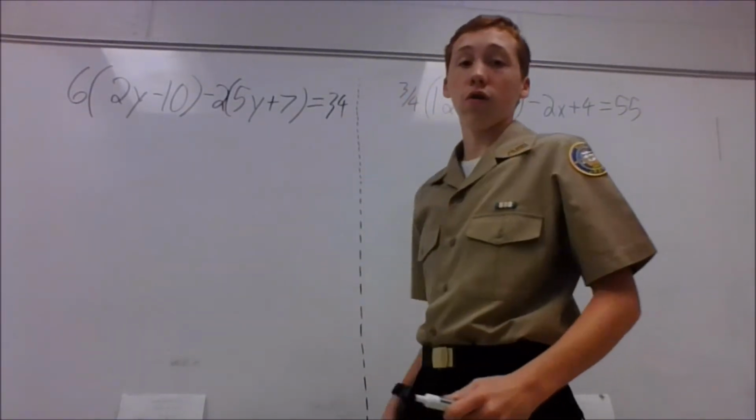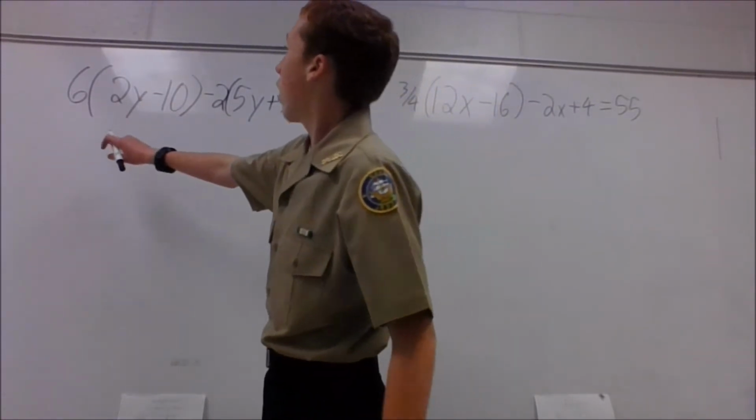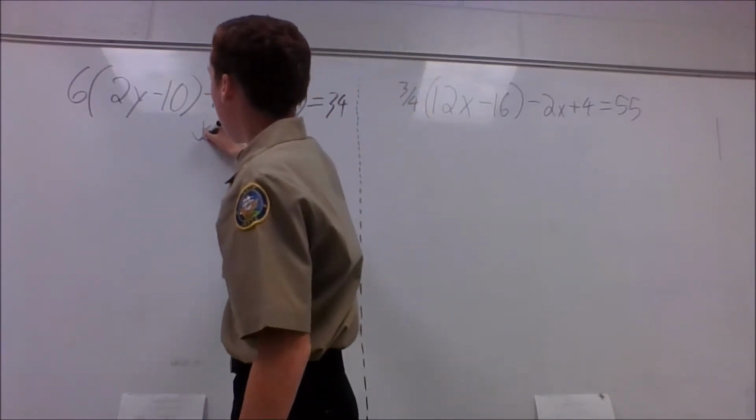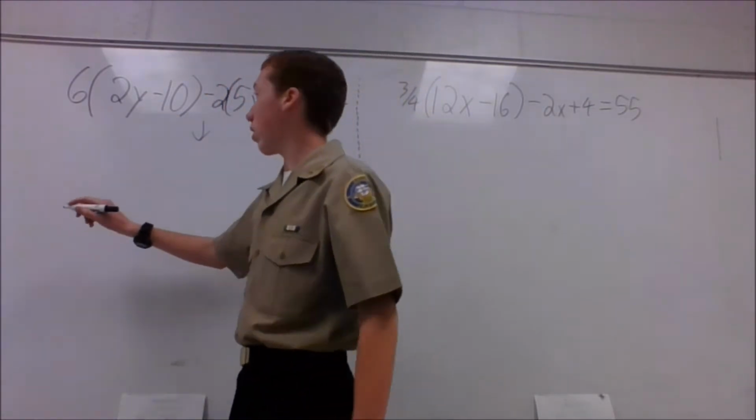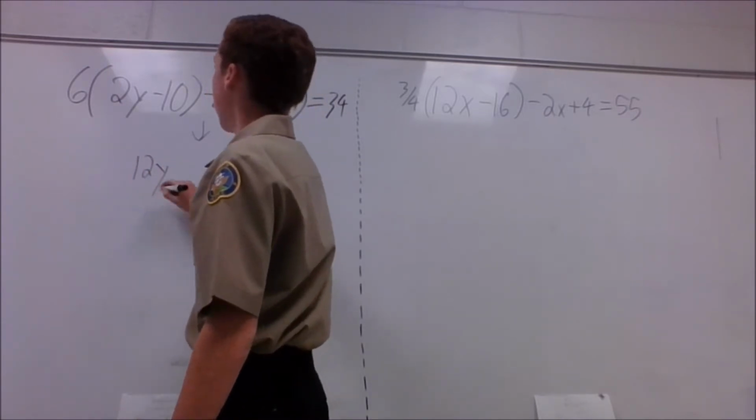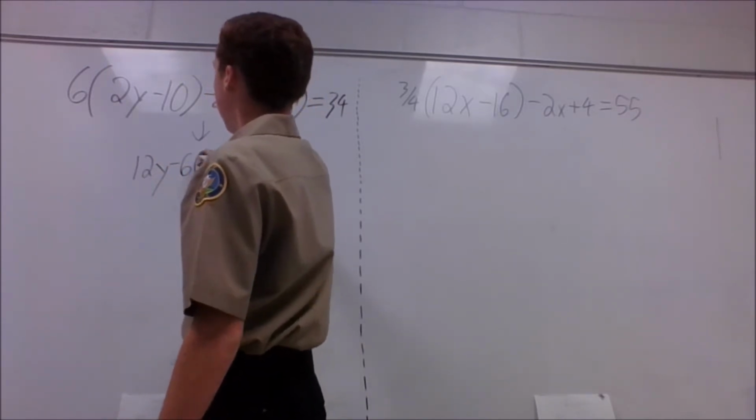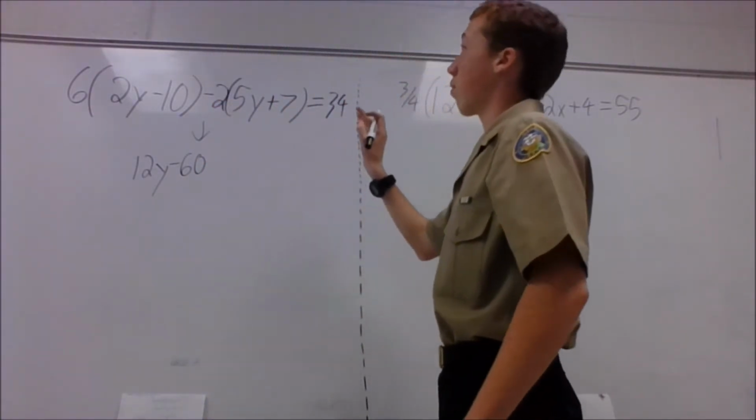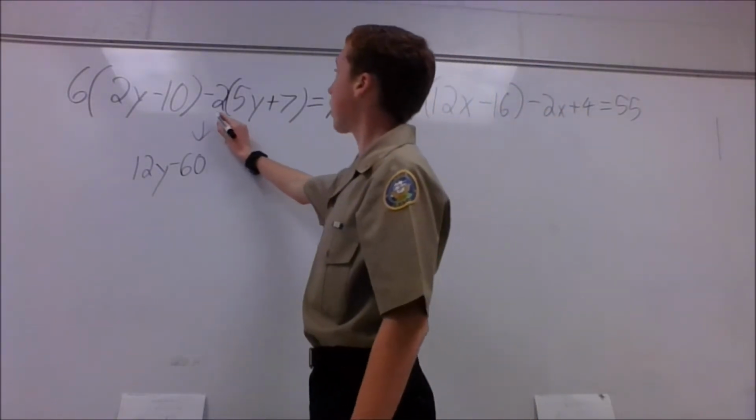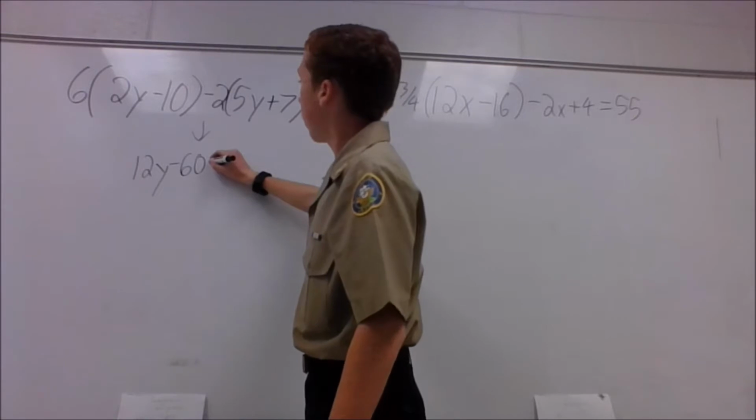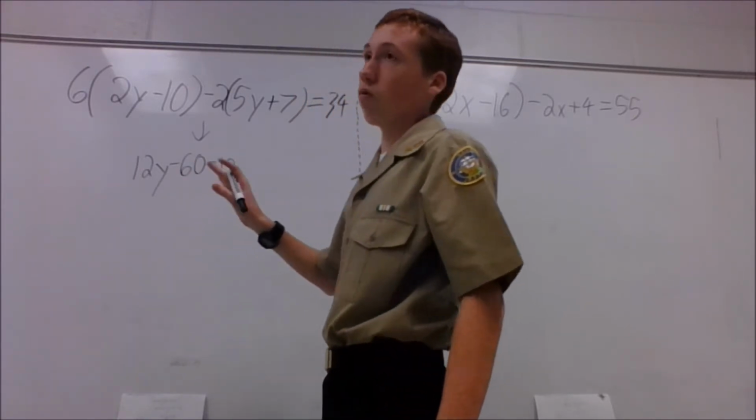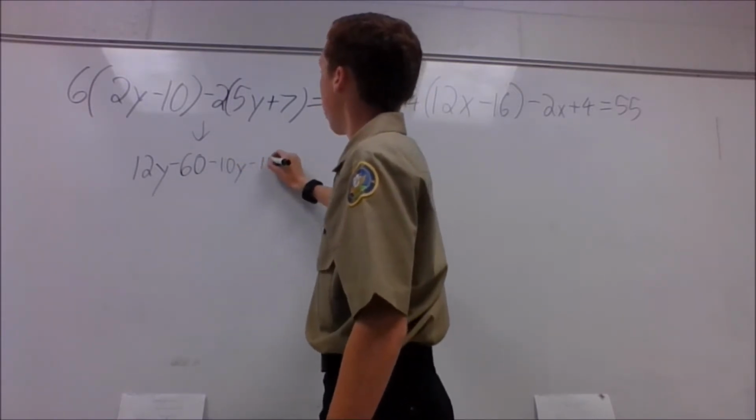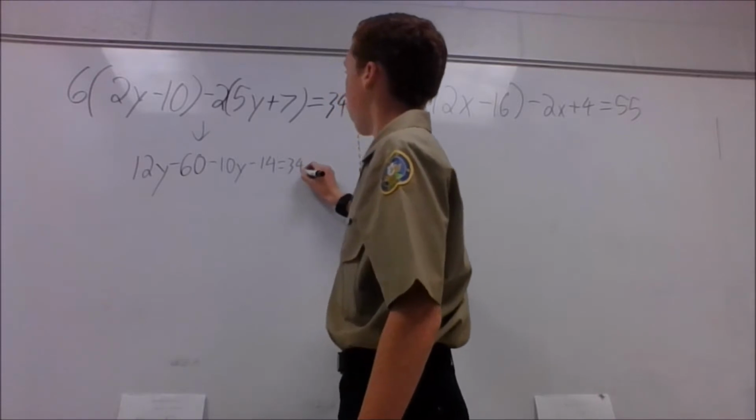Alright guys, let's go ahead and start on the third problem. So what we have over here is 6 parentheses 2y minus 10. Let's just go ahead and draw our arrow. 6 times 2 is 12y, minus 60. Now we have another set of parentheses, negative 2 parentheses 5y plus 7. So this is going to make the entire thing negative. Negative 2 times 5 equals negative 10y, and then negative 14 equals 34.